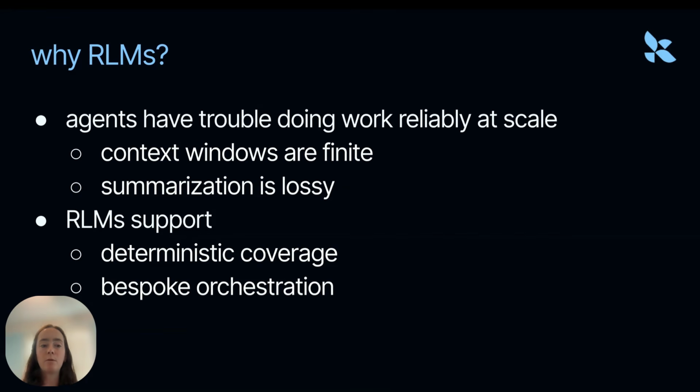Let's talk a little bit more about why you would want to use recursive language models. Agents have trouble doing work reliably at scale. If you give your agent a file with thousands of lines, it's going to have a really hard time deterministically processing that file. In addition, context windows are finite, and so over long conversations, we have to summarize, right? But summarization is lossy. If you give your agents the power to orchestrate work through code, you can avoid these problems. RLMs support deterministic coverage, which is great for data problems at scale.